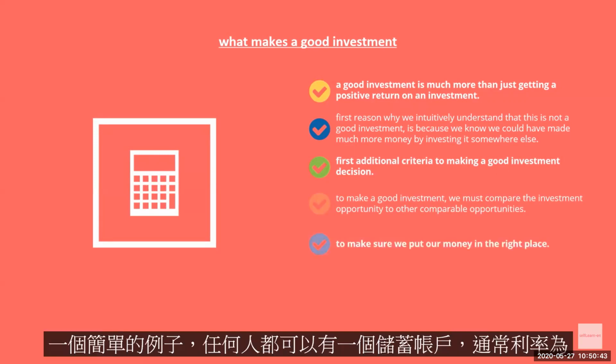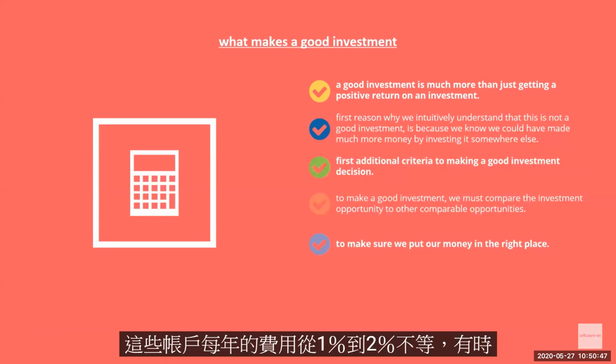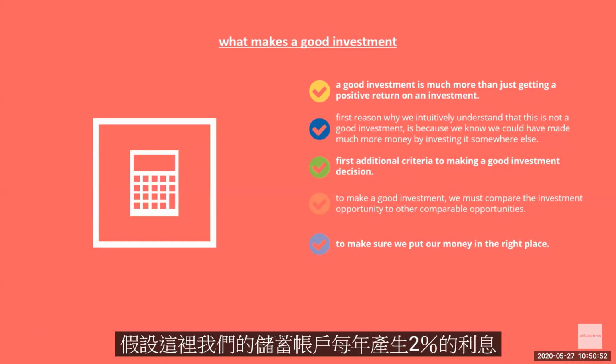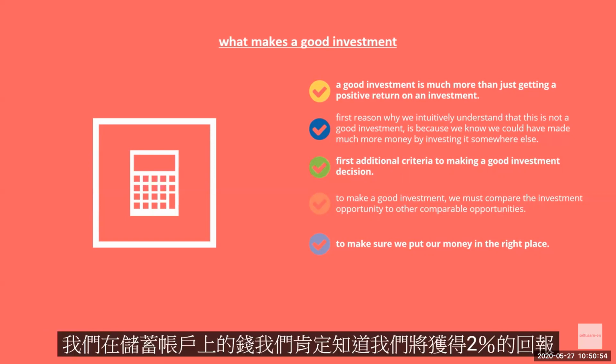As a simple example, anyone can have a saving account, and usually the interest rate on those accounts ranges from 1% to 2% per year, and sometimes a bit more. Let's assume here our saving account generates 2% interest per year. By putting our money on a saving account, we know for sure we will be making a 2% return per year.